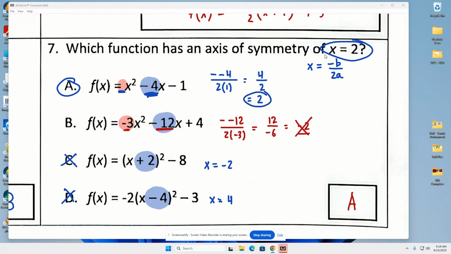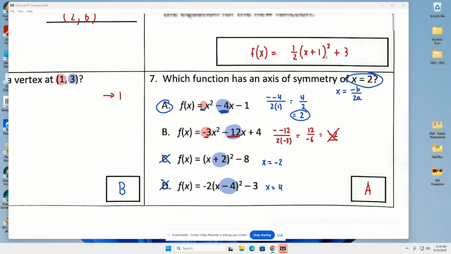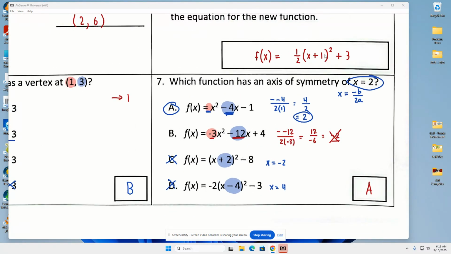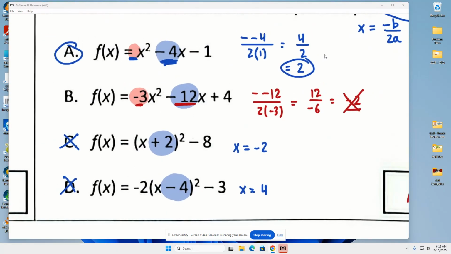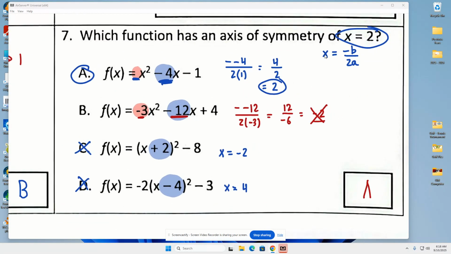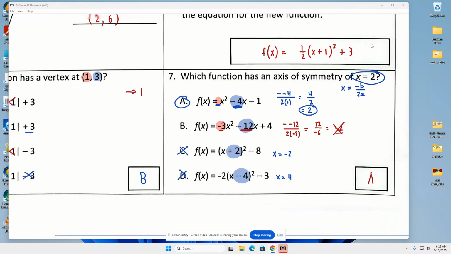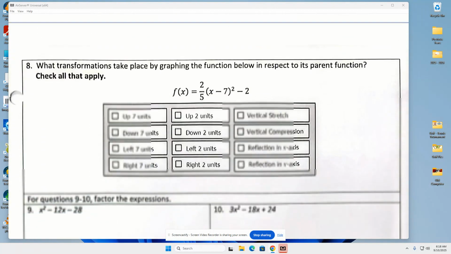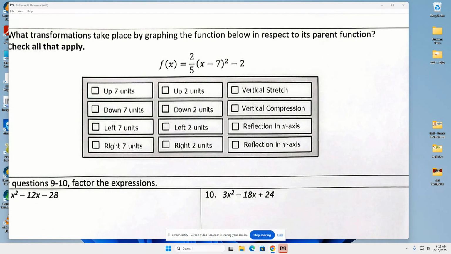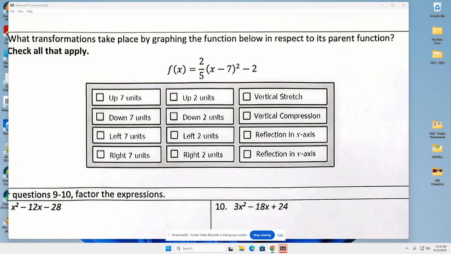All right, so that is one way you can do that. The other way, like I said, is if you graphed every one of those, which doesn't take too long. If you graphed every one of those, only one of them would have an x value of your vertex of 2, which has to match the axis of symmetry of 2. So hopefully you guys recall. Let's keep on moving. One last one that has to do with transformations.